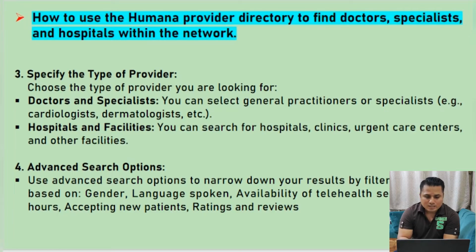Number three, specify the type of provider. Choose the type of provider you are looking for. Doctors and specialists. You can select general practitioners or specialists, for example, cardiologists, dermatologists, etc. Then hospitals and facilities. You can search for hospitals, clinics, urgent care centers, and other facilities.